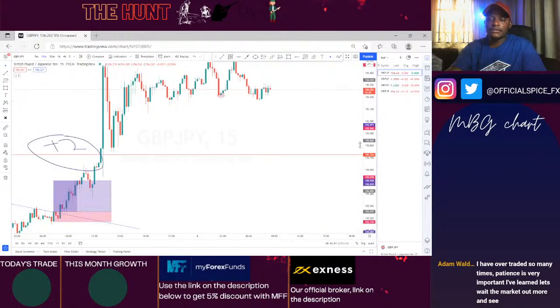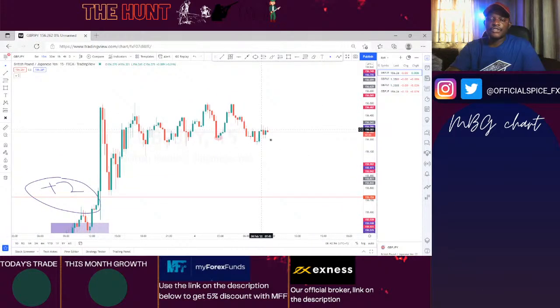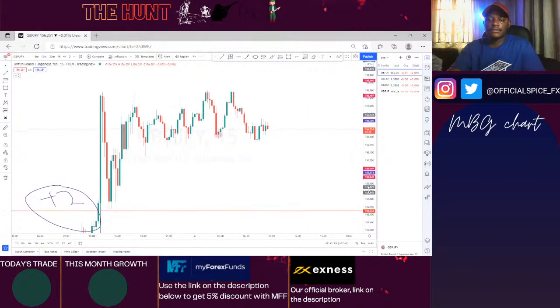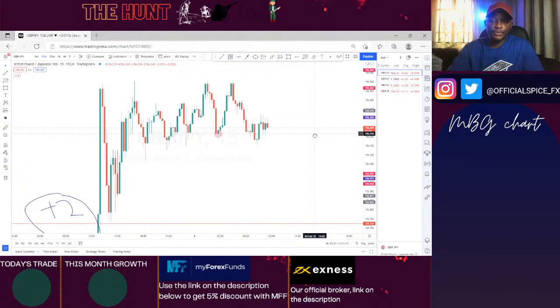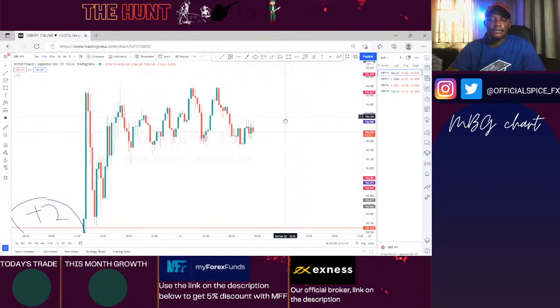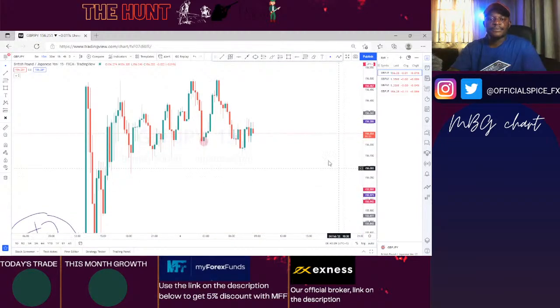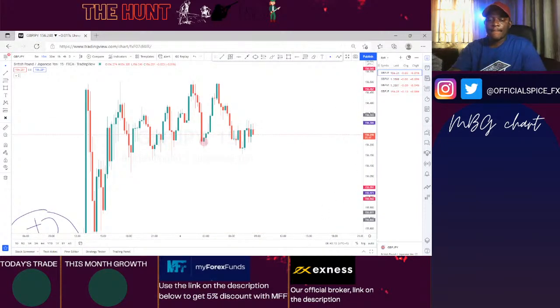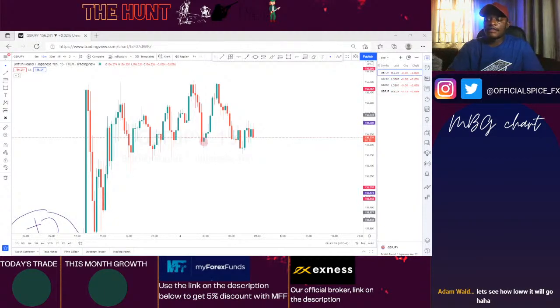Nothing interests me right here as well. I love this head and shoulder as a reversal pattern. I'm still waiting. Patience is the key. Yes, Adams, patience is the key. Patience.